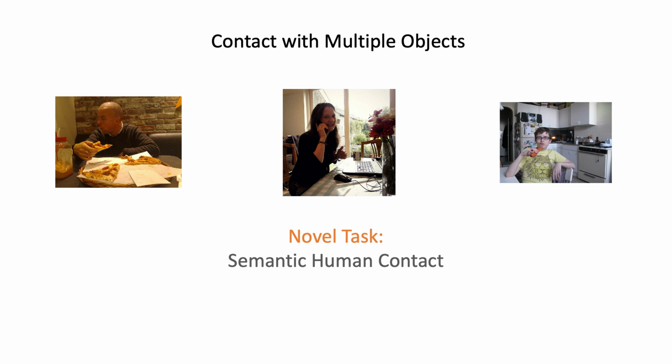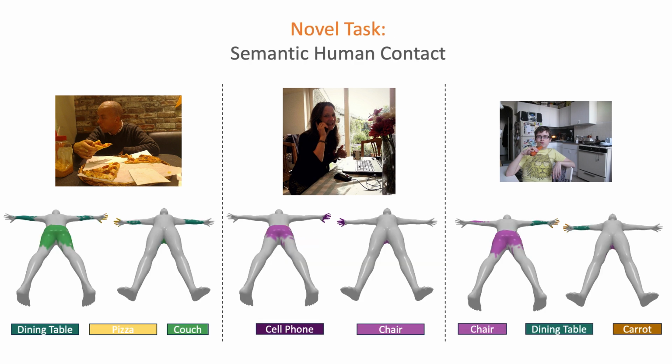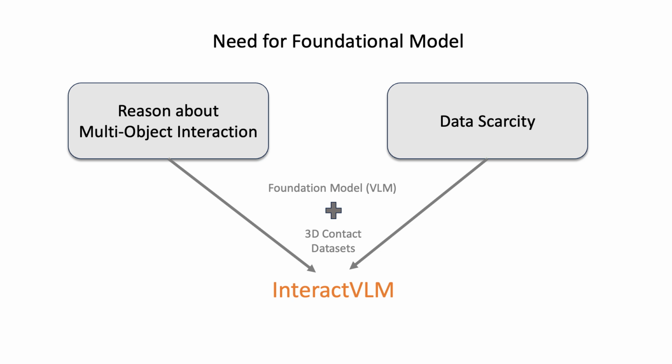To address this gap, we introduce a novel Semantic Human Contact estimation task. This involves predicting the contact points on bodies related to a particular object given a single in-the-wild image. To reason about the rich semantic relationship of multi-object interactions and to avoid data scarcity, we propose a new paradigm for scaling and reasoning in the wild. Specifically, we exploit the broad visual knowledge of large vision language models, or VLMs, by fine-tuning these models on small 3D contact datasets. We call this method InteractVLM.